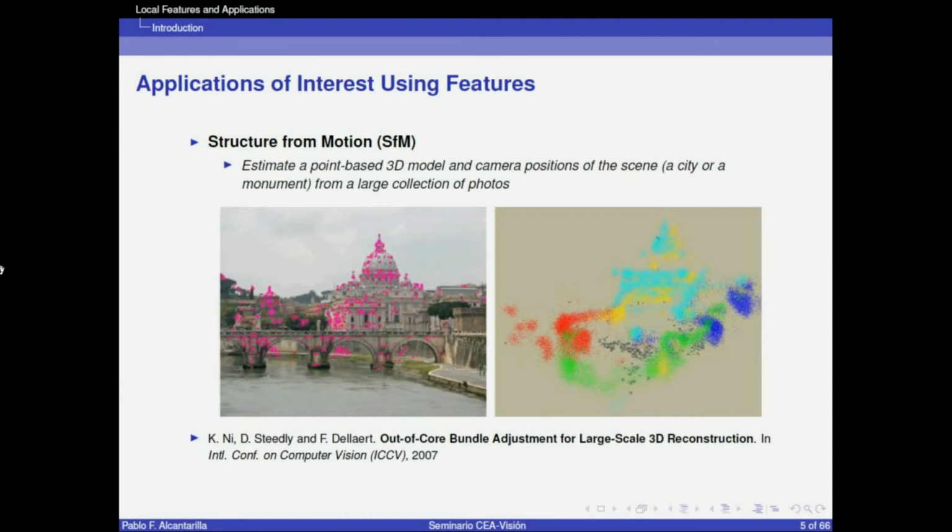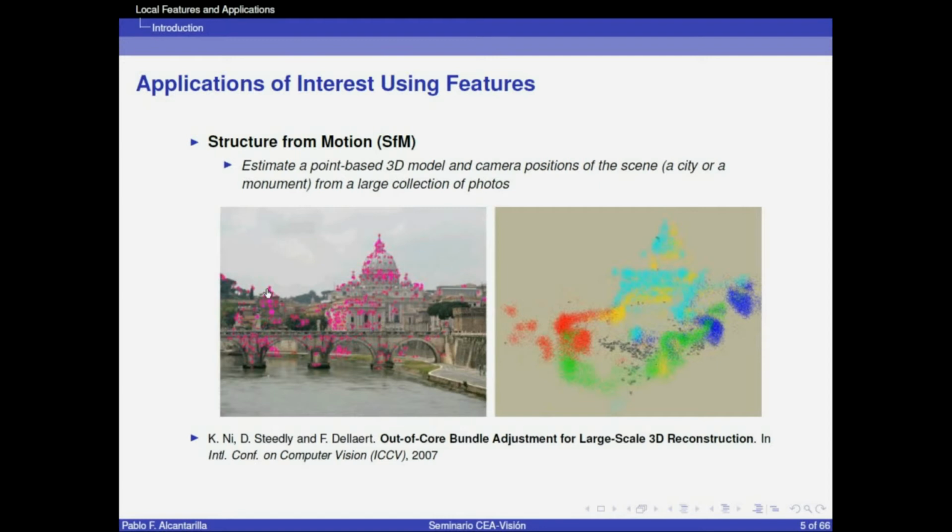Now let's start by showing some applications of interest that are using features. The first one is structure from motion, or SFM, in which we are interested in estimating a point-based 3D model and a set of camera positions of the scene. The scene can be a city, or a monument, or a building, from a large collection of photos. So imagine that we have a large collection of photos of St. Peter's Basilica in the Vatican City, and for each of these photos in our collection, we are going to detect a set of features that, for example, in the image, are depicted in pink color.